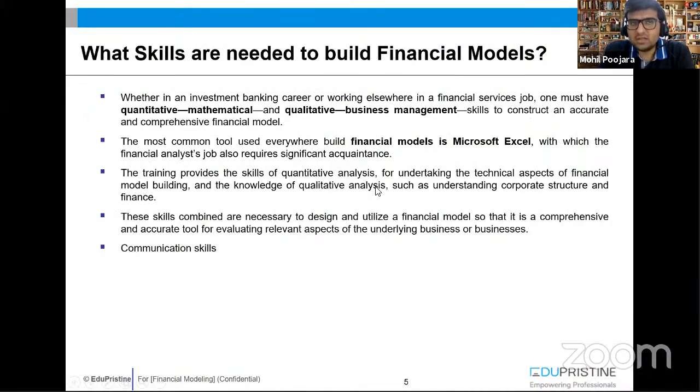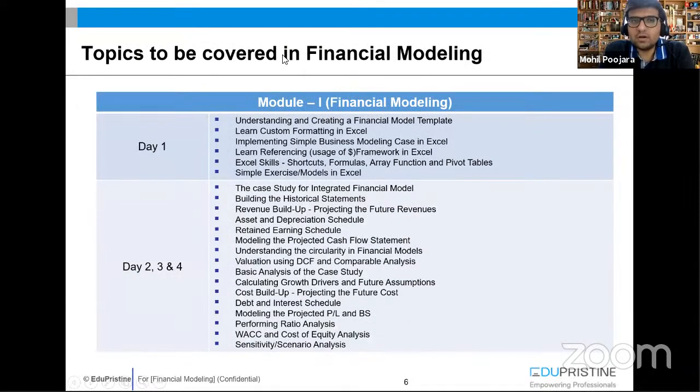Keeping in mind these skills, EduPristine developed a program for financial modeling, which is a 14-day program, which includes different sessions. Each day is a 5-hour session. And in each 5 hours, we are learning a new skill set.